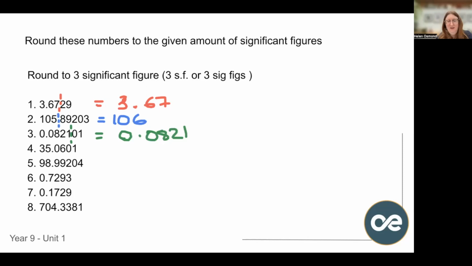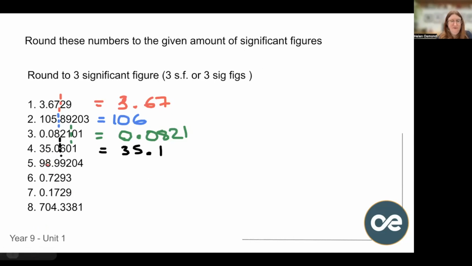So this is just 0.0821. We need to keep these in to get the degree of accuracy. These are then significant figures. Then this one, 35.0. So this is 1, 2, 3. Put the line in. This is going to round up. So I'm going to get 35.1. But the decimal places are still staying in the same place, still the same number, same degree of accuracy, just where we're cutting them off.